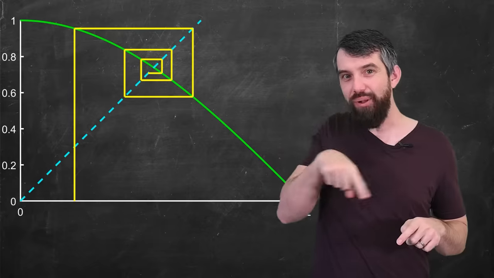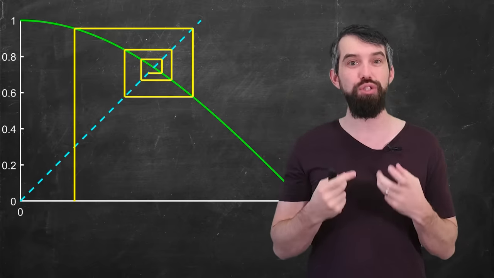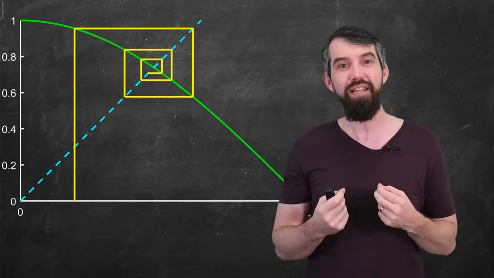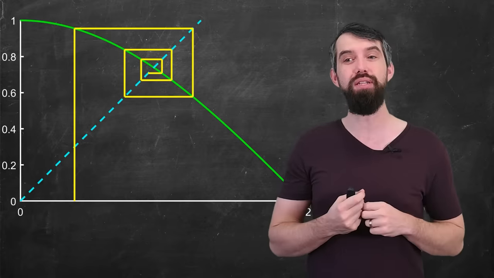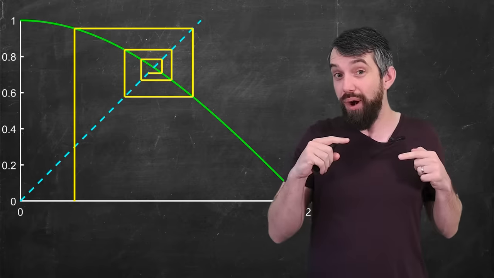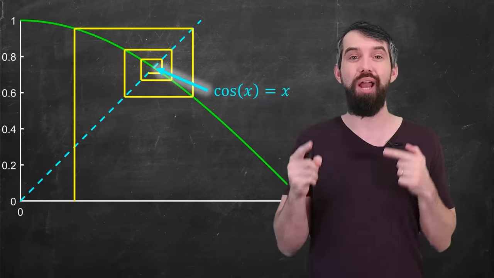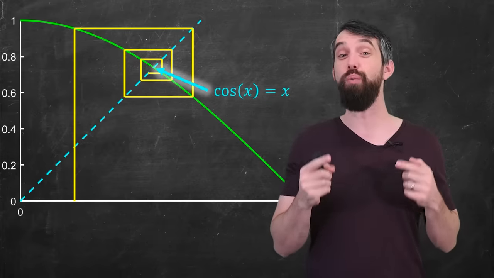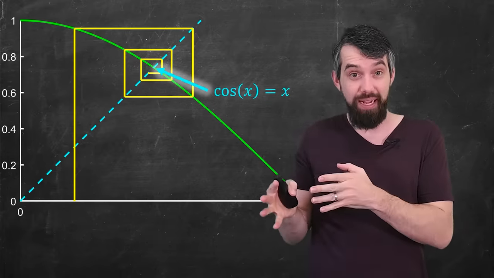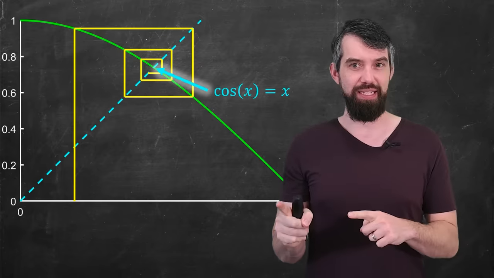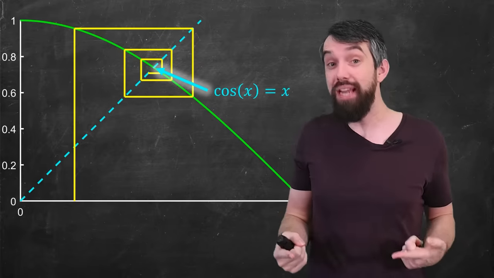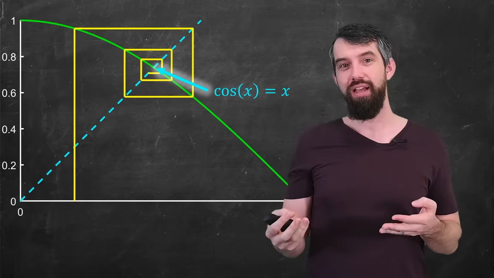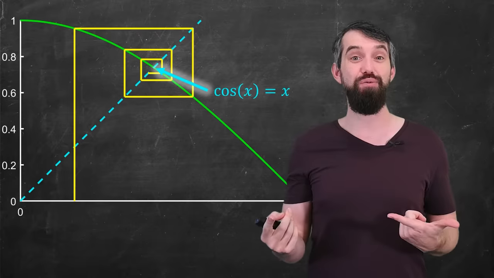This spiral is going to keep on spiraling closer and closer and closer until it starts to converge, or at least it looks that way, to the spot where cosine of x intersects the line y equal to x. In other words, the spot where cosine of x is equal to x. What's remarkable about this is that the spot where you end up, where cosine of x is equal to x, is actually independent of where you start.